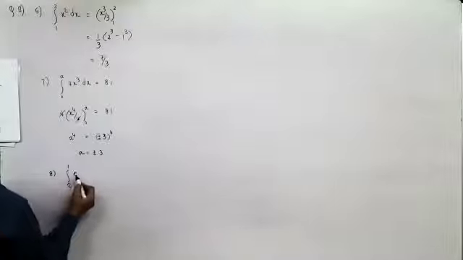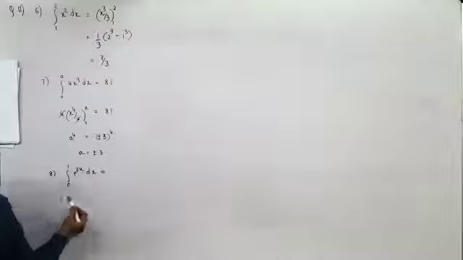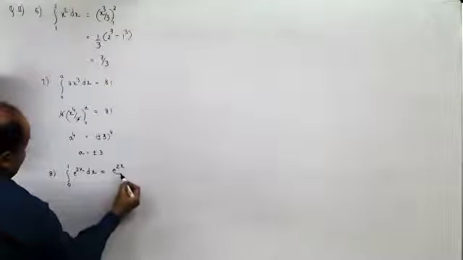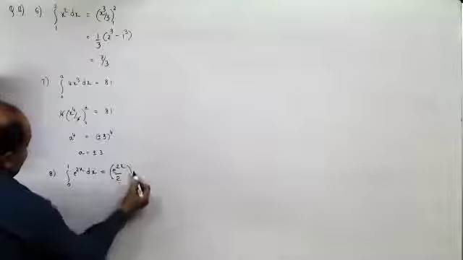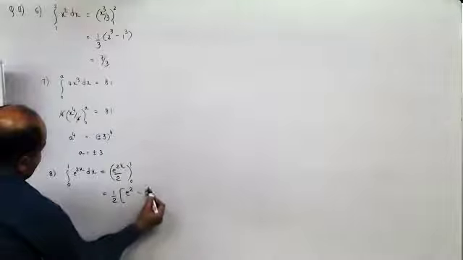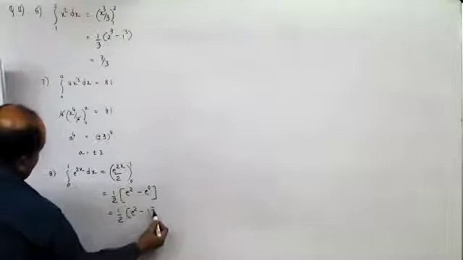This is 0 to 1, e raised to 2x dx. Now, if you observe this, this is e raised to x. You can treat this as x. So, this would be e raised to 2x upon 2 between 0 and 1. Take half out. This would be e raised to 2 minus e raised to 0. So, this would be e raised to 2 minus 1.